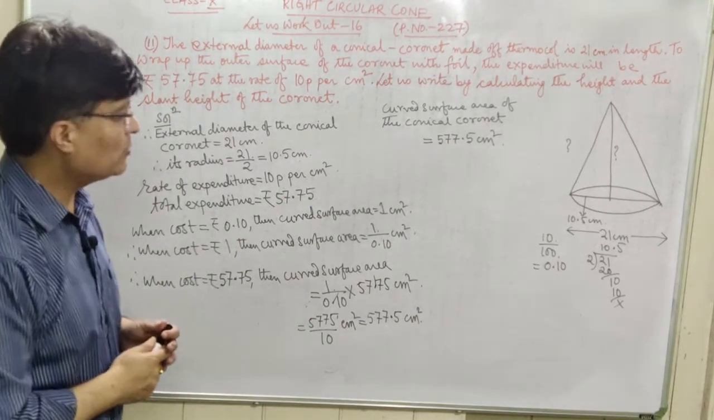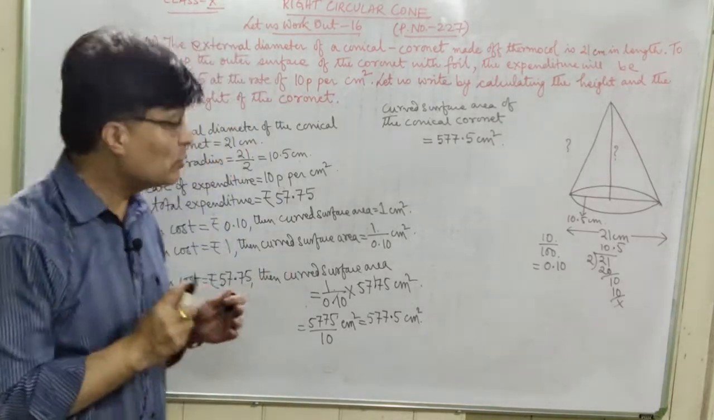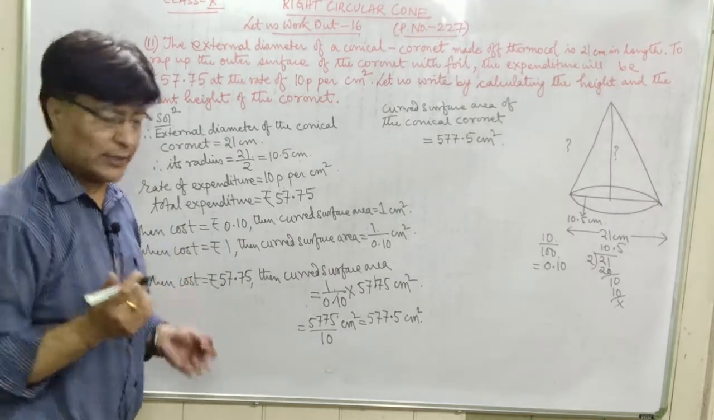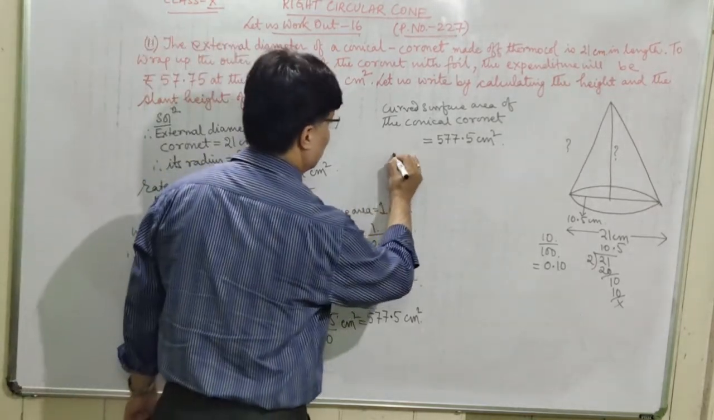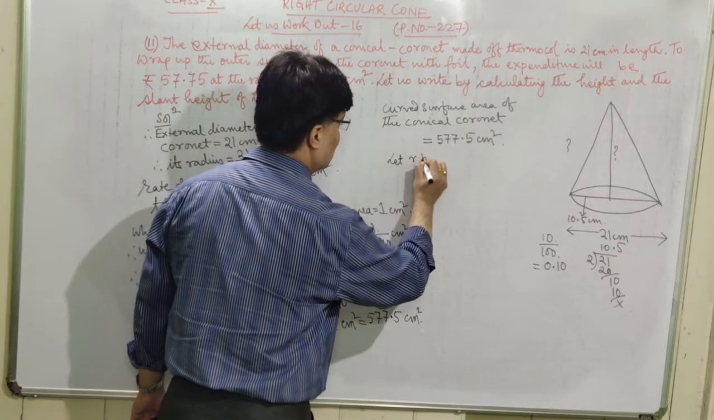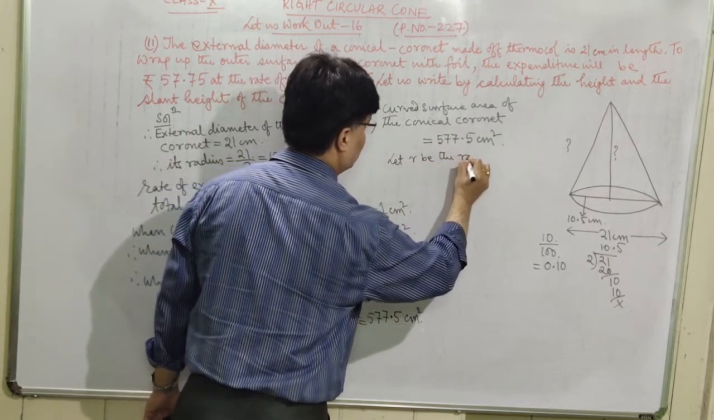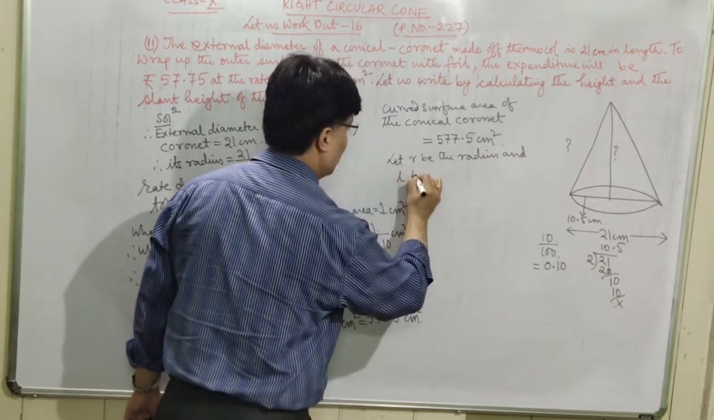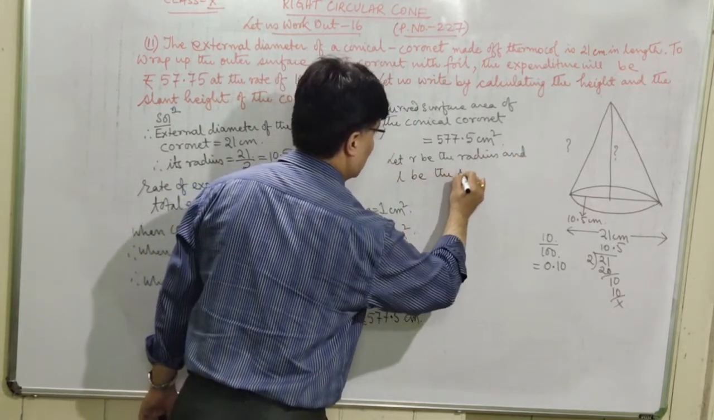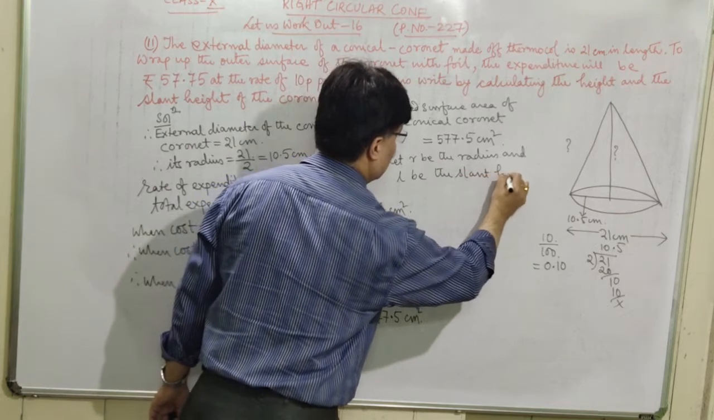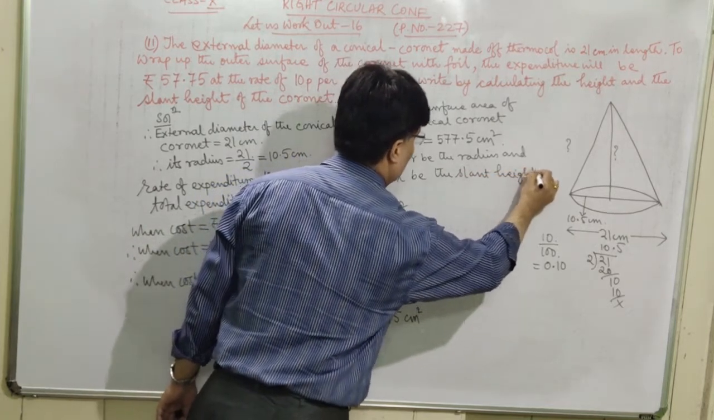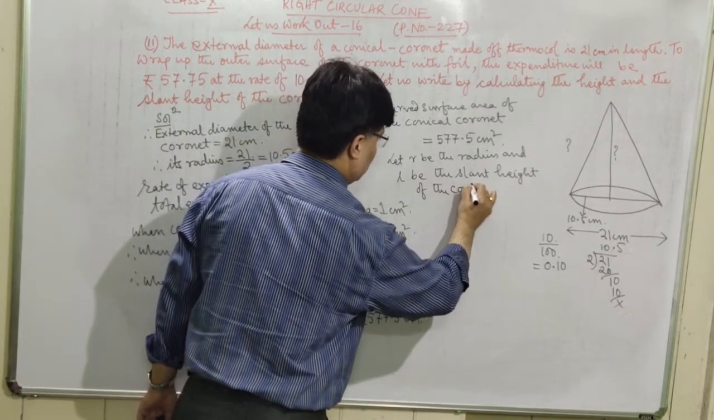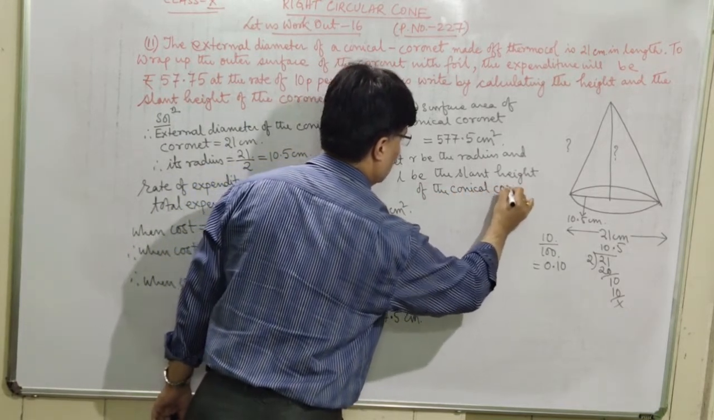So is that understood now? So let us use the formula again. What is the curved surface area of the conical coronet? Now let us write here, let R be the radius and L be the slant height of the conical coronet.